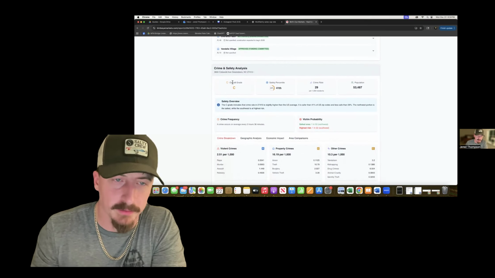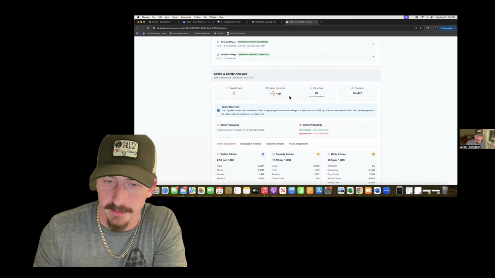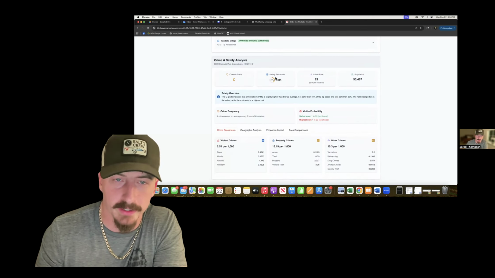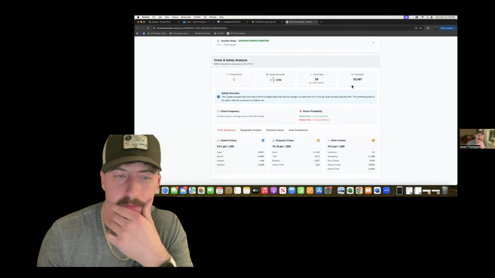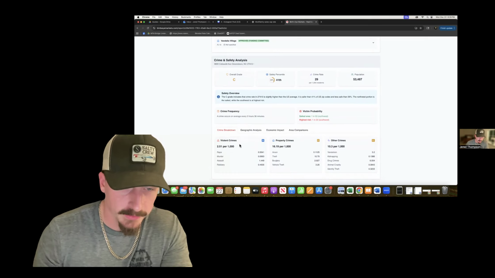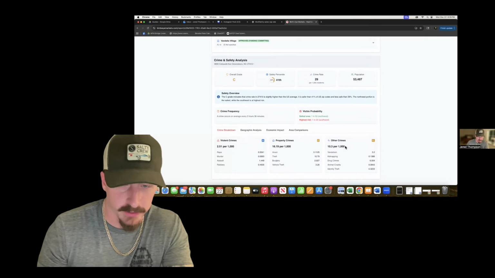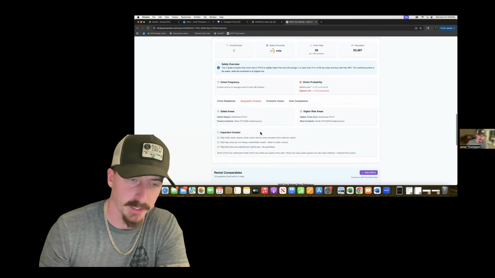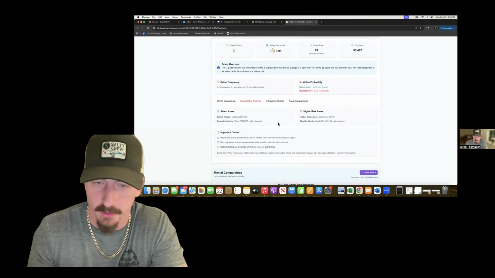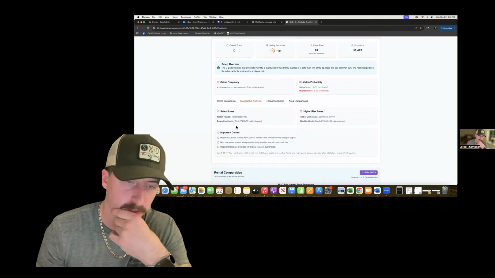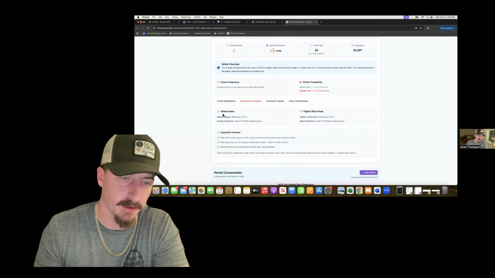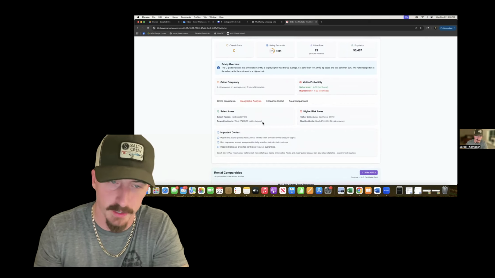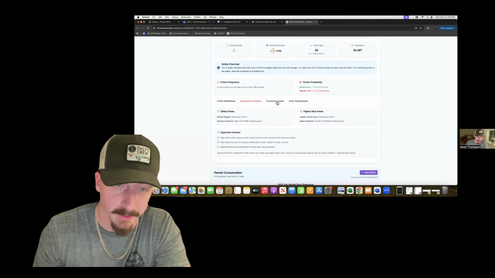Crime. This is like the most in-depth crime breakdown I've ever seen. So it gives you a grade, safety percentile, crime rate, population, gives you a breakdown of violent, property versus other crimes, a geographic analysis. So it tells you like where the safest region is, where the most incidents are at, where the fewest incidents are at, like safest versus higher risk zones. That's cool. I really like that.